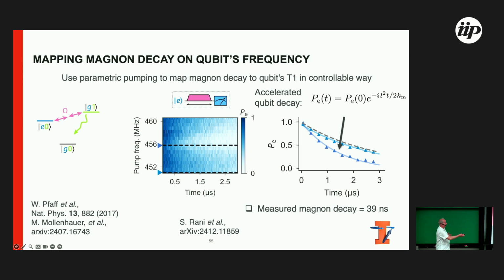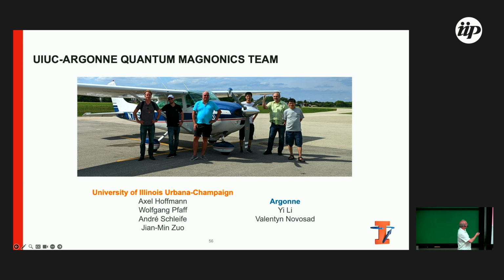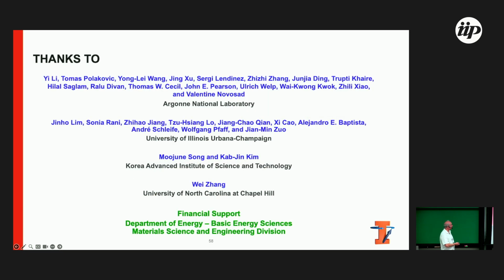Okay, I'm going to make Jaroslav very happy because I'm pretty much already at the end of my talk, so we have plenty of time for discussion. I want to introduce you to the team, though. This is our quantum magnonics team at Urbana and at Argonne. At the University of Illinois, besides myself, there's Wolfgang Pfaff, who's our superconducting qubit expert. We have Andre Schleife, who does computational theory, and Jimmy Zhu, who's an electron microscopist. And then at Argonne, we have Valentin Novosad and Yi Li, who do a lot of the superconducting magnet integration and many of the measurements. Even Yi Li is standing here in the back. He's actually the main driver of all of this. Pretty much most of the things that you've seen are due to him. So I owe him a lot.